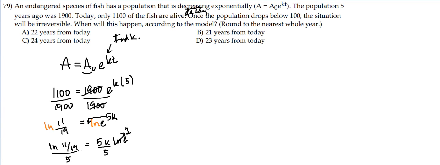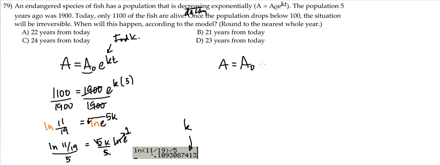So we divide both sides by 5. And doing that, we get k. And so entering that in my calculator, I get that k is negative 0.109308, and so on and so forth. So that right there is k. So now we can write A equals A0 e to the negative 0.1093 t. That should probably be enough decimals there. All right, so now the question is, once the population drops below 100, the situation will be irreversible.